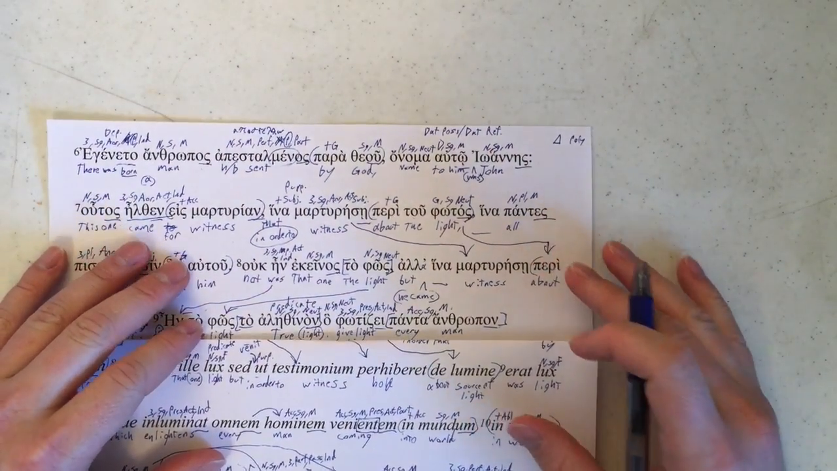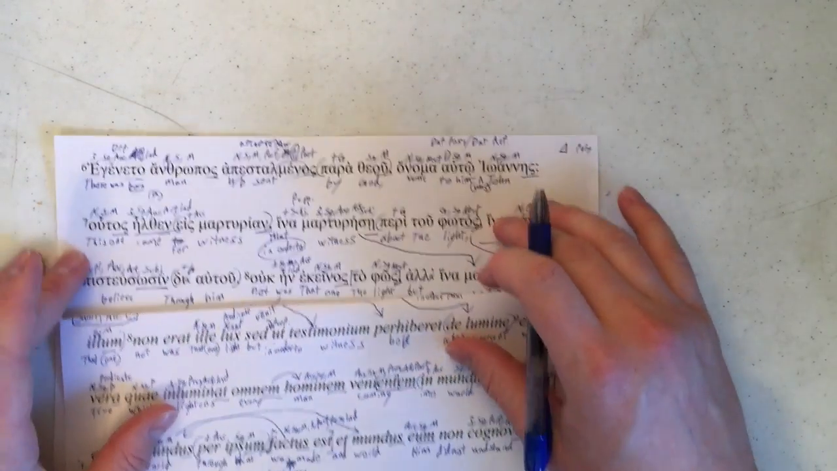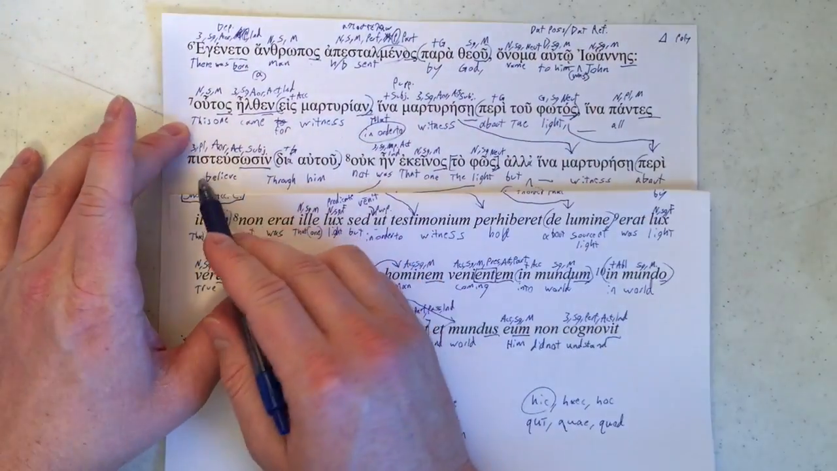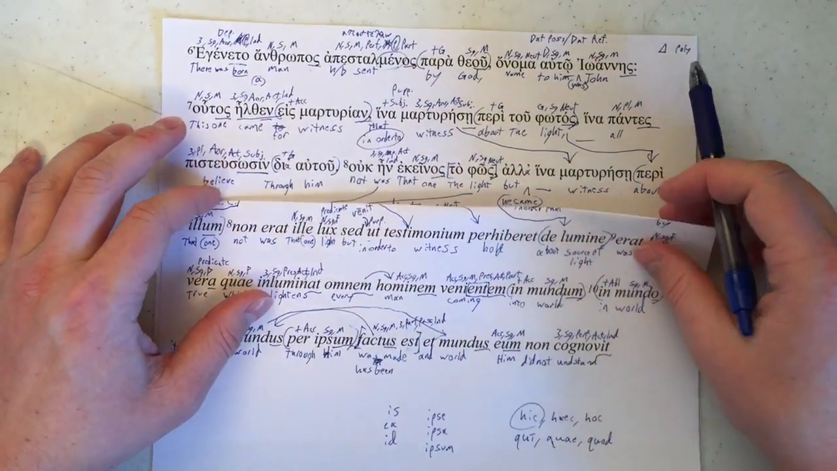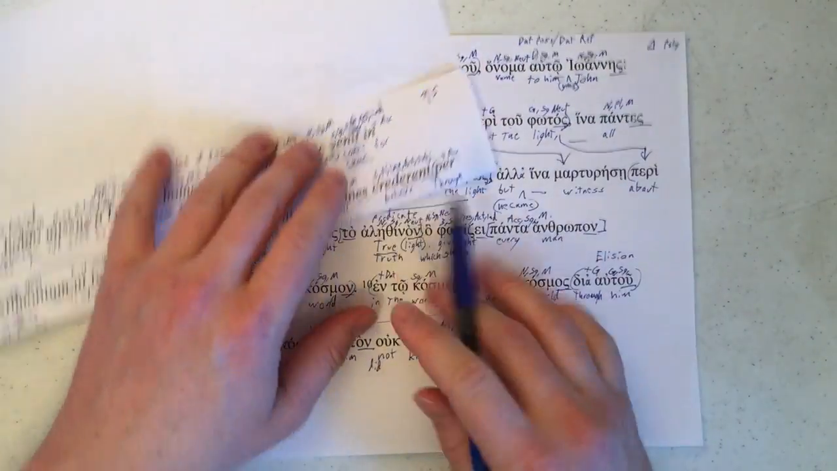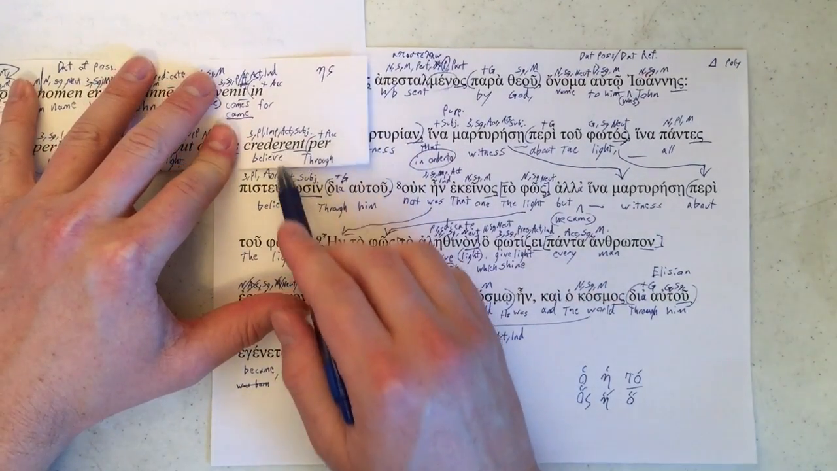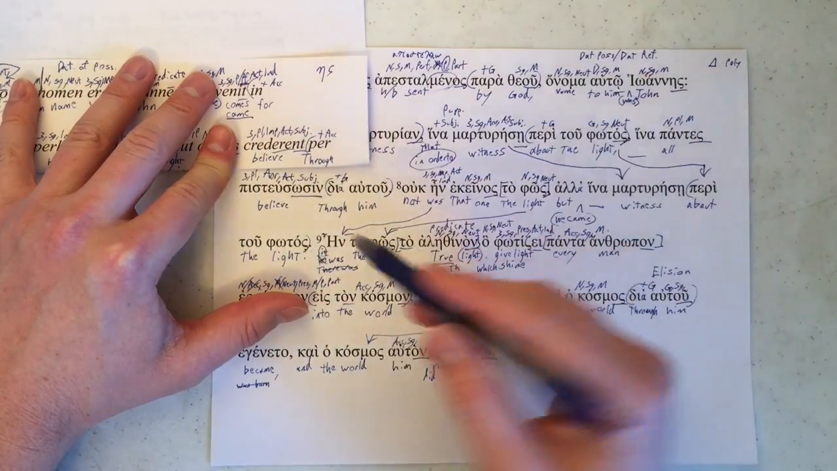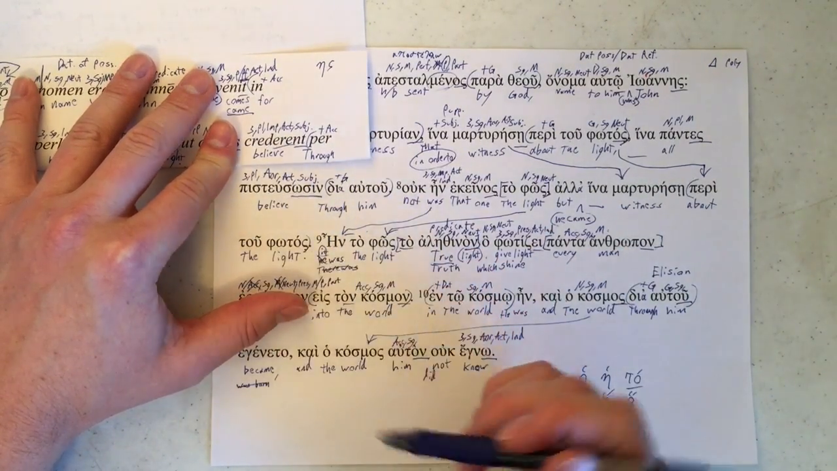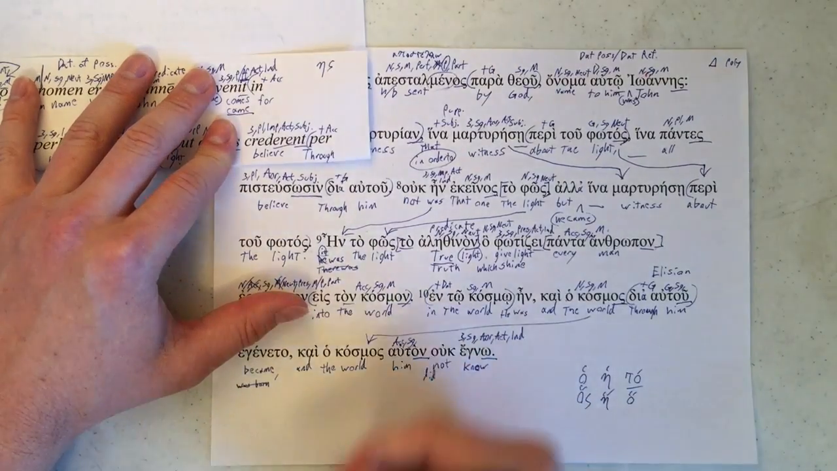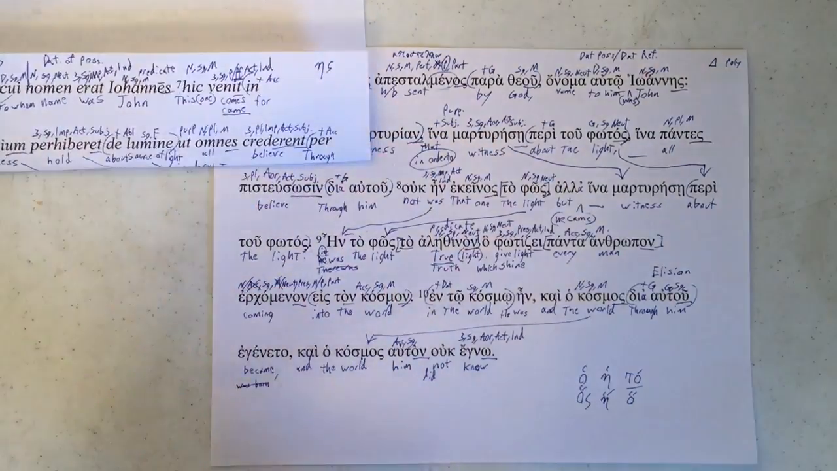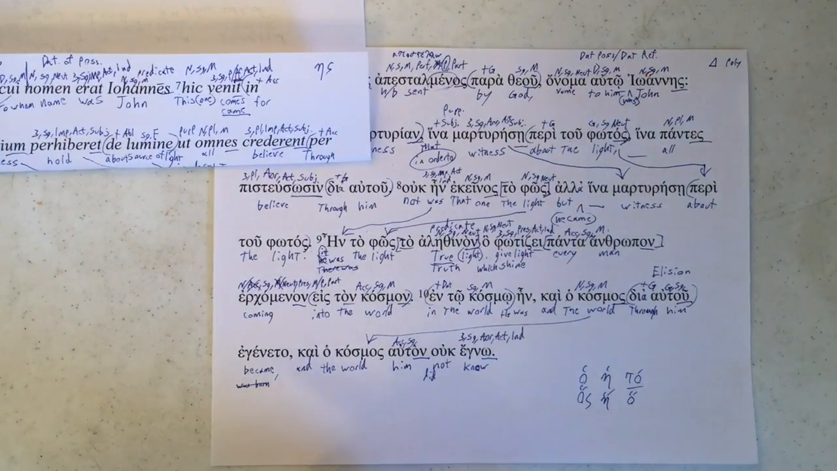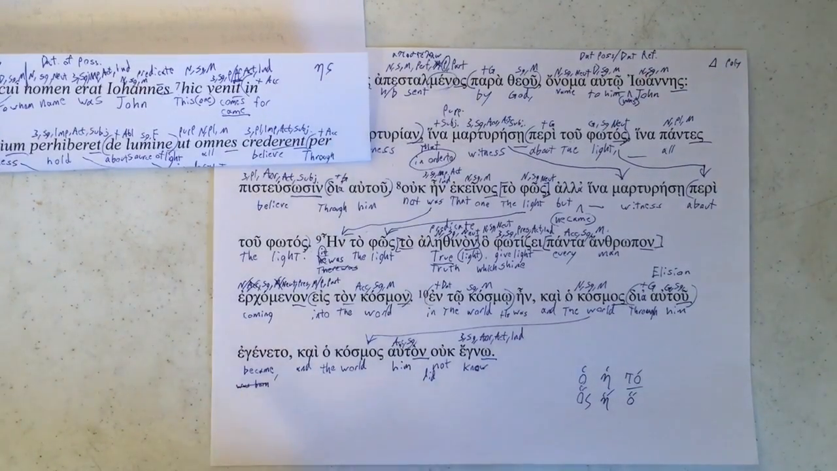The big one that would concern me is, where is it? We've got, keep shifting things out of the camera, pisteusosin, and then we've got crederent there. That is the real big difference between the two, where we've got an imperfect and therefore an imperfective, unfinished action in the subjunctive versus an aorist, which is a definitively finished action in the Greek. Big difference. And that, from my understanding of the language, is a problem with the two, where the Latin makes an error that it should not have made.